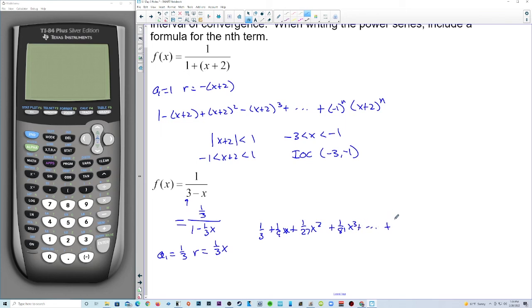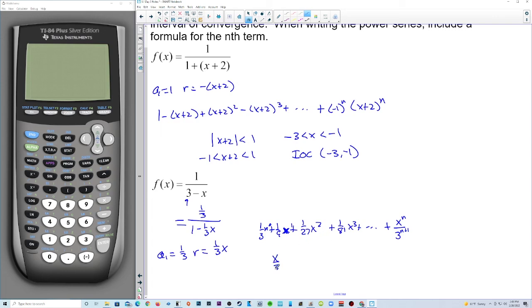So that's going to be, let's see, this is x to the first. If I start with x to the 0, I want to write n, but I'm starting n with 0. So x to the n over 3 to the n plus 1, because this is x to the 0 over 3 to the 1.